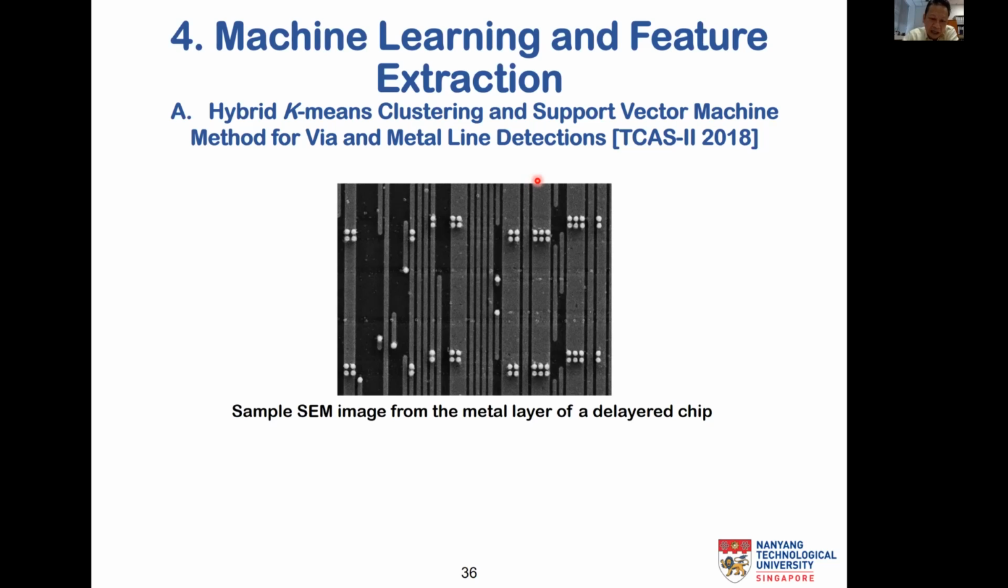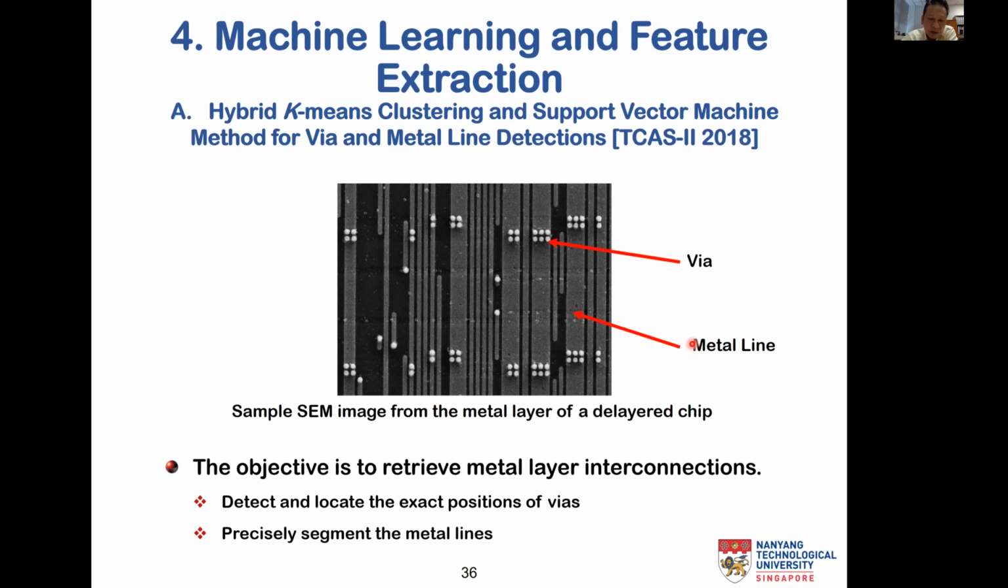Or trying to widen the gap. So here, these are SAM images for the metal layer of the layer IC images. This is a VR and this is a metal line. We're trying to classify the VR in this image and also identify the metal line. So the objective is to retrieve the metal layer interconnection, detect and locate the exact position of the VR, and precisely segment the metal line.